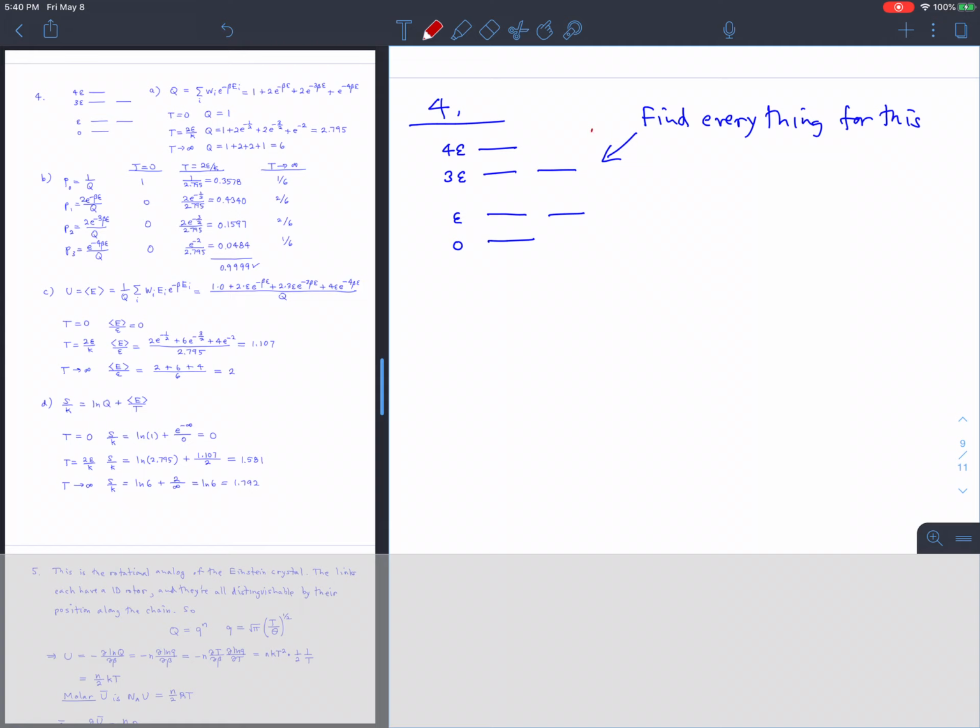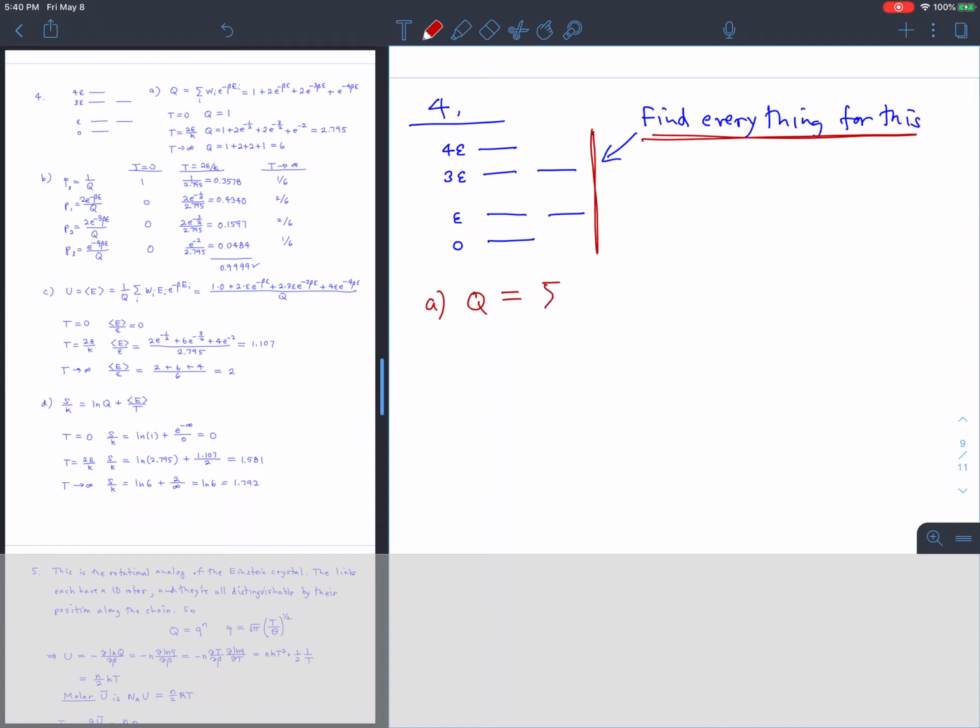The problem is to take this system of, in this case, 6 quantum states, and find every statistical mechanical thing that's of interest on that particular small system. So first of all, for part A, the problem is to find the partition function.